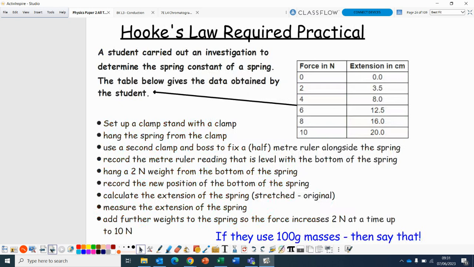The sort of things they're looking for in this practical, if that was the table they're asking you to do, is setting up your clamp stand, hanging the clamp, holding the meter ruler in another clamp, hanging 2 newtons, because that's what it says here, measuring the new stretched length with a ruler, calculating the extension, and repeating until you've done all the forces. The only thing that could be different is they might say use 100-gram masses. Don't call them 100-gram weights. So either use 2 Newton forces or weights, or 100-gram masses.